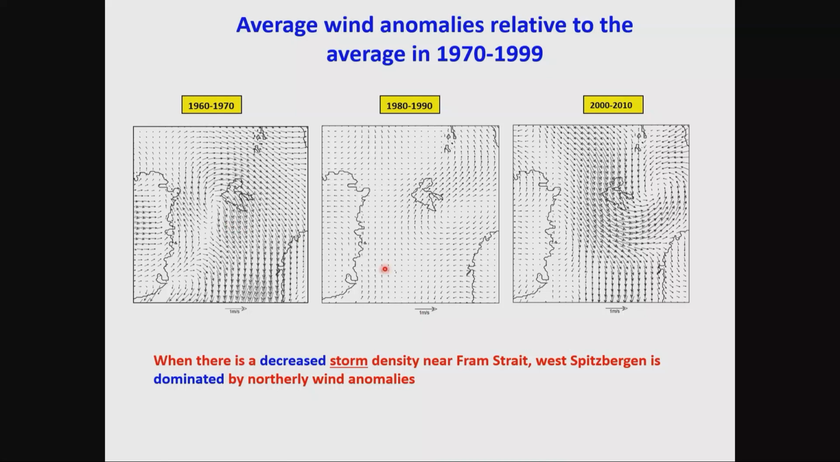On the other hand, when there are more Arctic storms, we can see a cyclonic circulation. West Spitsbergen is dominated by a southerly wind anomaly, so the Atlantic water inflow tends to be strong.